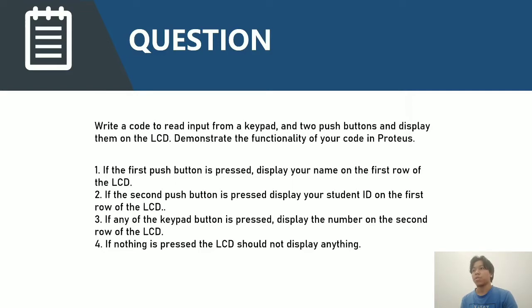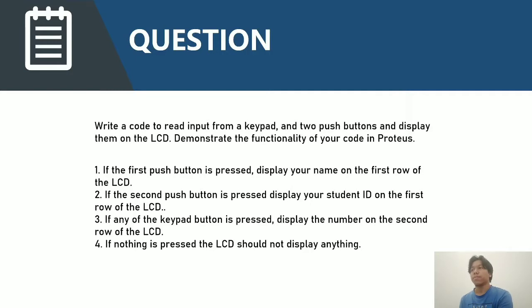So long story short, when I click on the first push button, it will display my name on the first row. If the second push button, it will be displaying my student ID on the first row also. If any of the keypad button is pressed, it will be displaying the number on the second row.